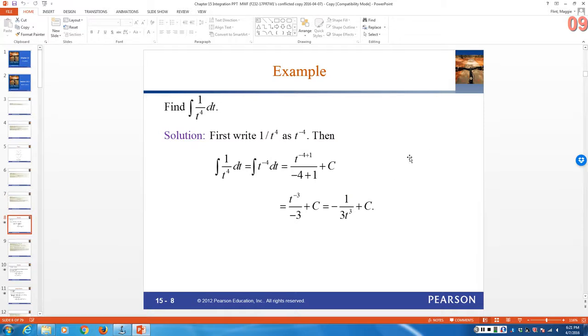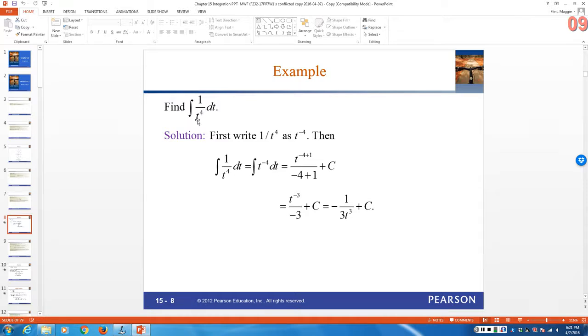So here's our first example. This example says find the integral of 1 over t to the 4th dt. dt says what was in front of me is a derivative. Okay, that's really what dt says. This is with respect to t. This is a derivative with respect to t.